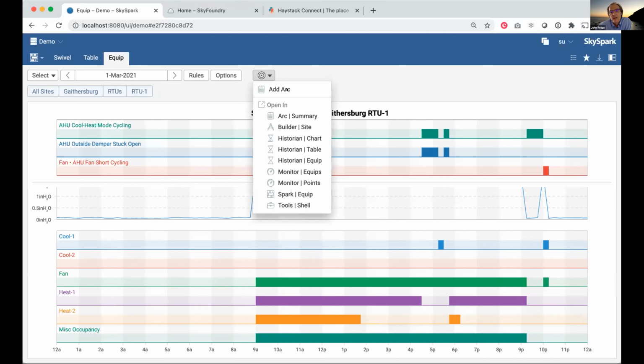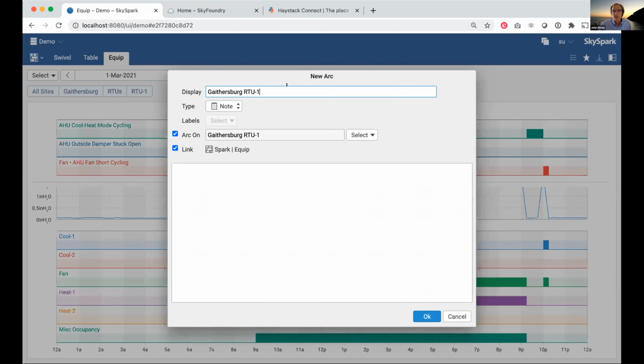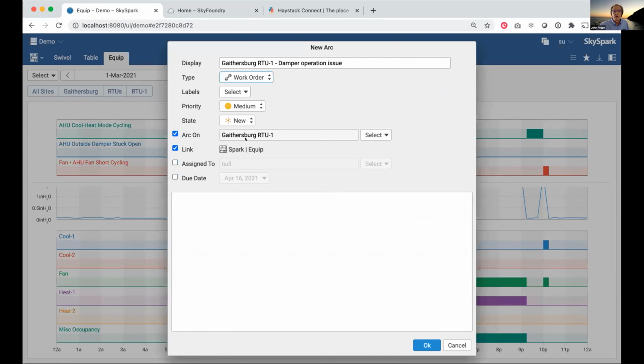And we can add what we call an arc, and we use that term because what we're talking about is the arc of the life of an issue. So we said add a new arc, and it's immediately filled in the name of the equipment, but I can further add information to help. I'll say damper operation issue. And there's numerous types of tickets. There's notes, where you just want to put a notation on something. There's a ticket and a work order. I'm going to create a work order on this. And I can further refine that.